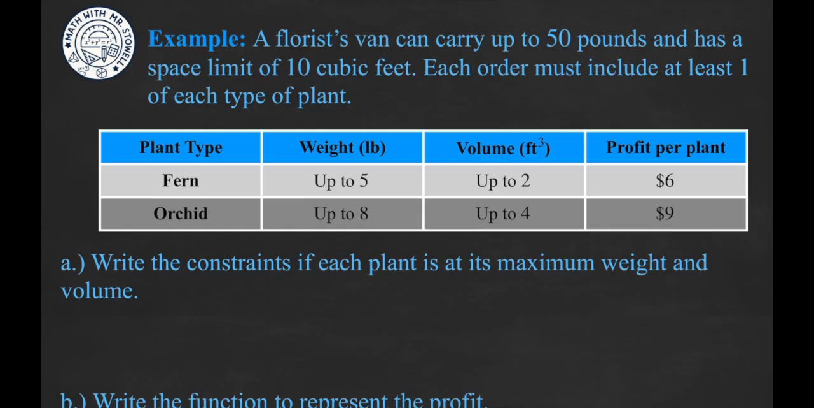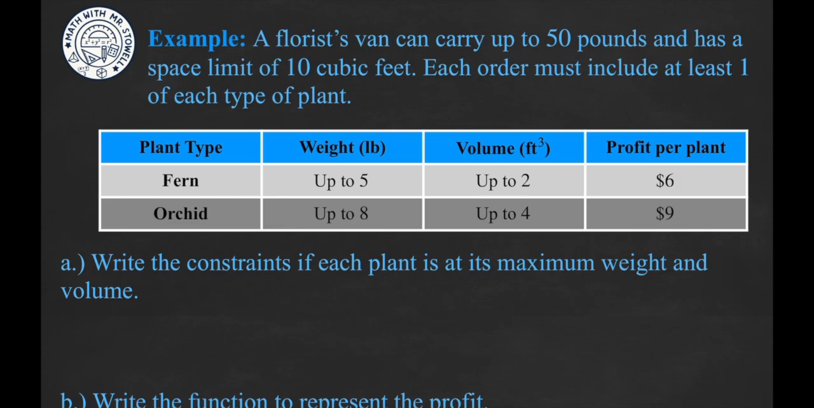The weight of the fern is 5 pounds and its volume takes up 2 cubic feet, and the profit is $6. With the orchid, we have the weight being 8 pounds, the volume is 4 cubic feet, and the profit is $9 per plant. We want to write the constraints if each plant has its maximum weight and volume.